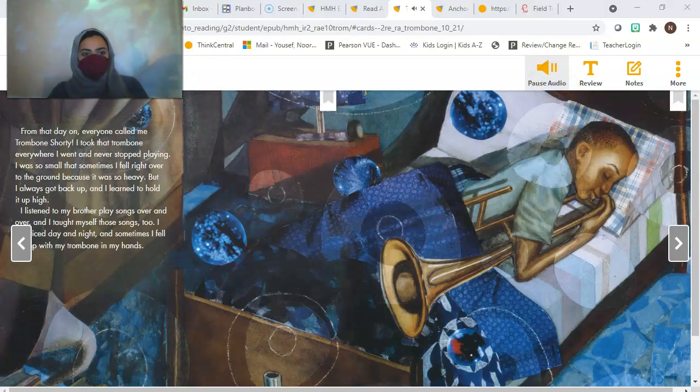From that day on, everyone called me Trombone Shorty. I took that trombone everywhere I went and never stopped playing. I was so small that sometimes I fell right over to the ground because it was so heavy. But I always got back up, and I learned to hold it up high. I listened to my brother play songs over and over, and I taught myself those songs too. I practiced day and night, and sometimes I fell asleep with my trombone in my hands.